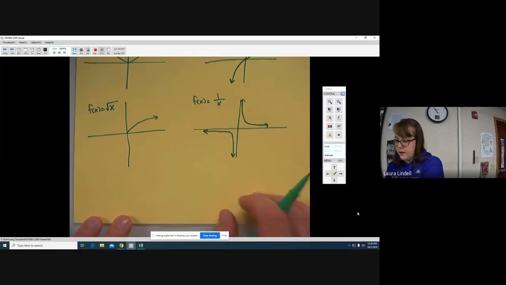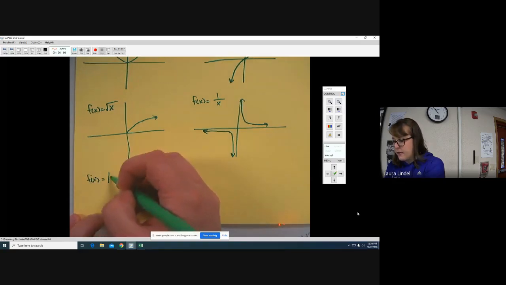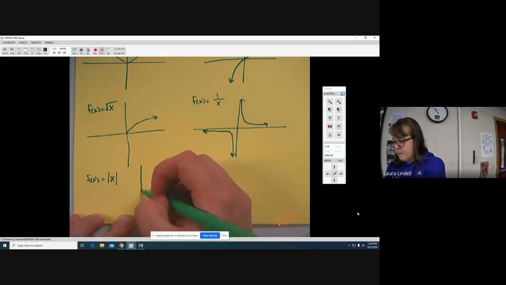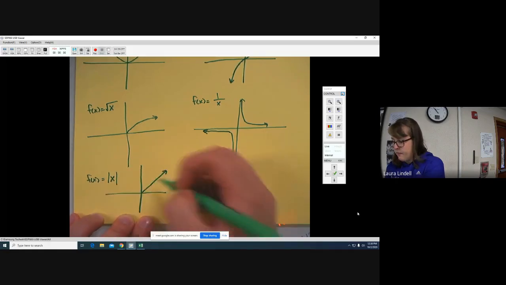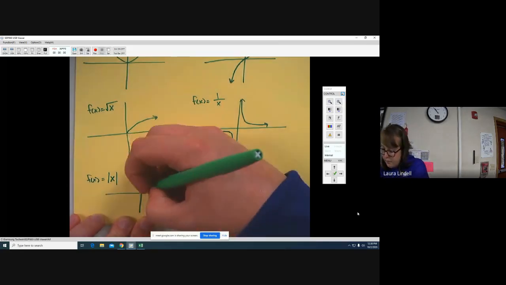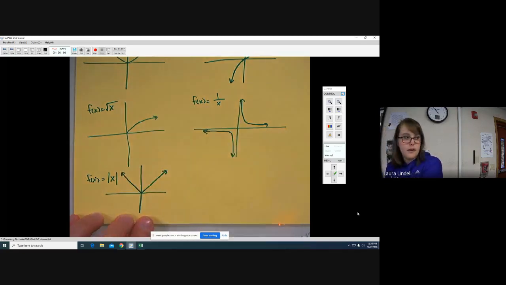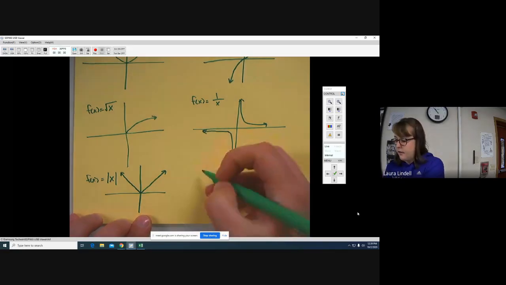And then we have two more here. We have the absolute value function. That starts out looking like our linear function, but then instead of turning negative, it becomes positive. And then the last one that we'll look at is our step function, or our greatest integer function.